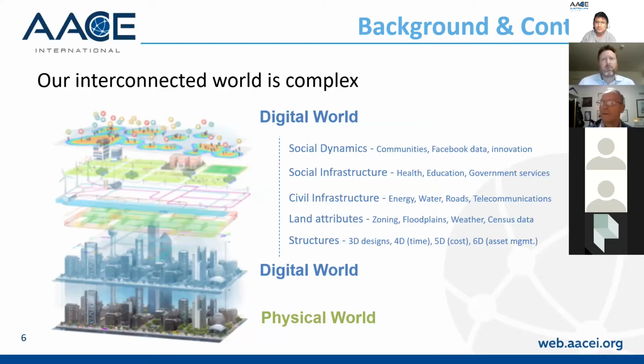And that digital world usually starts off with structures. And in the world of building information management, what we call 3D, 4D, 5D BIM, there are land attributes, civil infrastructure, social infrastructure, and then social dynamics, all different layers of data that can be in context for any piece of information that you may have.